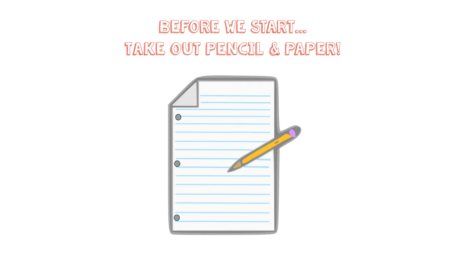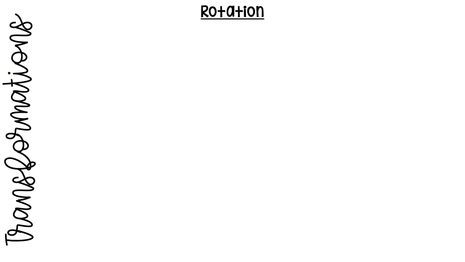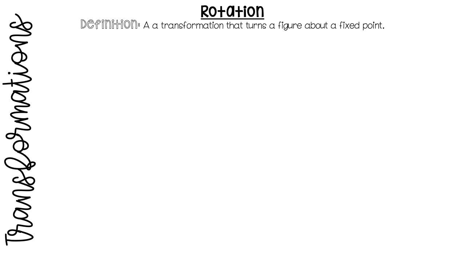Before we start, take out pencil and paper so that you can follow along with me. Today we are going to talk about transformations, and the type of transformation we are looking at is rotation. The definition of a rotation is a transformation that turns a figure about a fixed point. For this lesson, we will just be rotating around the origin.